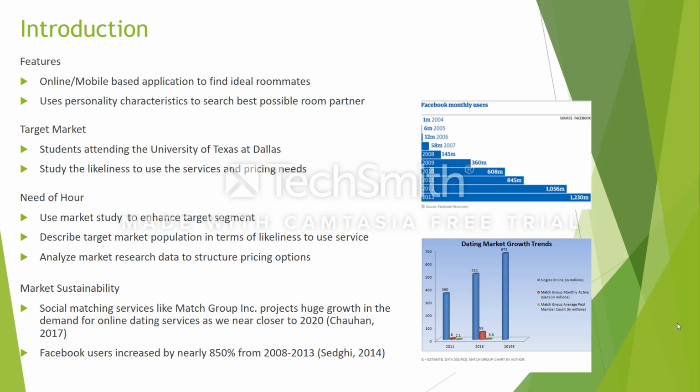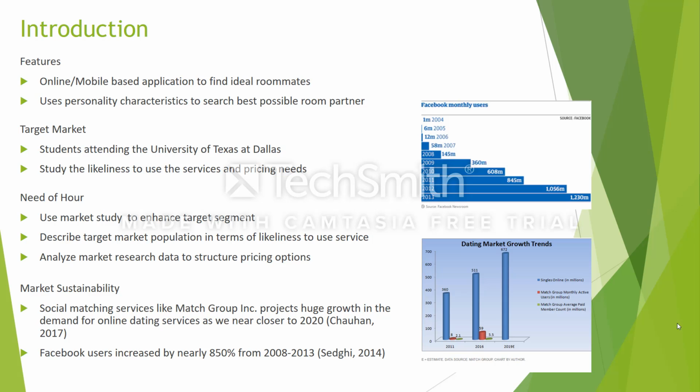Ideal Flatter is a new product concept designed to help students or any other person find ideal roommates to ensure them an optimal living situation. The service works by matching clients who are looking for roommates on personality characteristics that would create a synergetic living experience. This will be an online or mobile-based application. Its entry market will be students attending the University of Texas at Dallas.